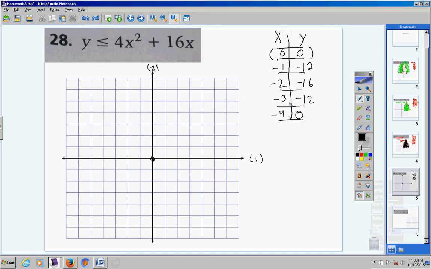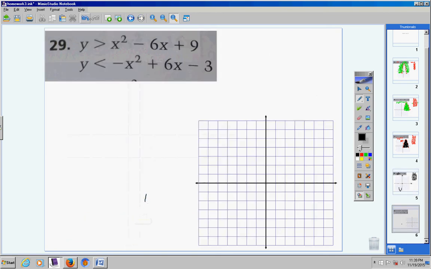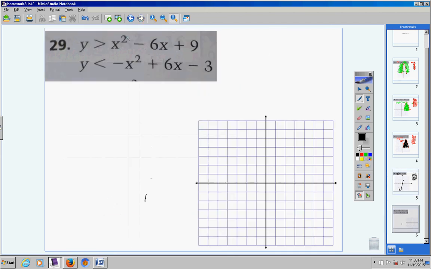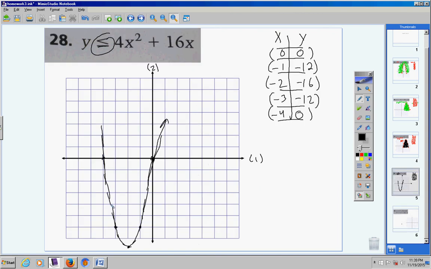Okay, students, sorry about that. I made that mistake here. Let's go back to this ordered pair. Negative 1, negative 12. 2, 4, 6, 8, 10, 12. Then negative 2, negative 16, so negative 2, negative 14, negative 16. Negative 3, negative 12, and then negative 4, 0. So it will be a solid parabola. There's an equal sign here. So we're going to come down, hit here, and come up. It goes right through 0, 0, as you can see. And there's my parabola.